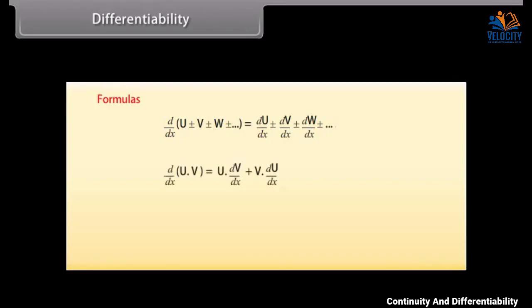d/dx of (u into v) is equal to u into d/dx of v plus v into d/dx of u. d/dx of (u by v) is equal to [v into d/dx of u minus u into d/dx of v] divided by v square.